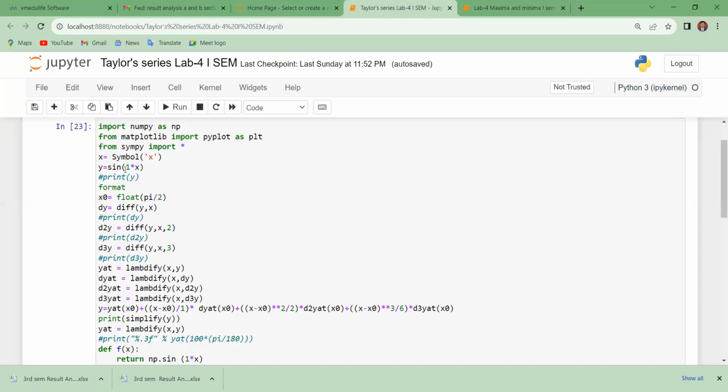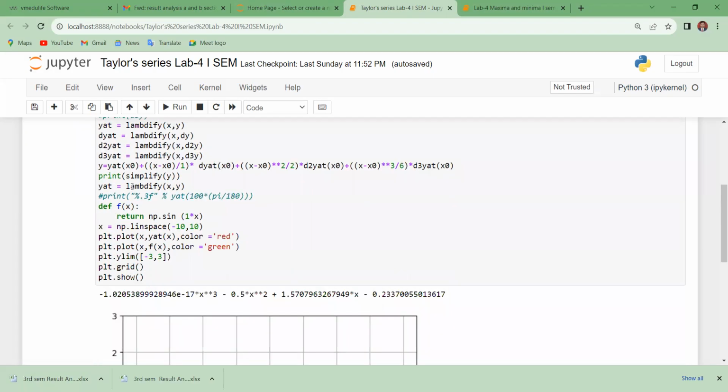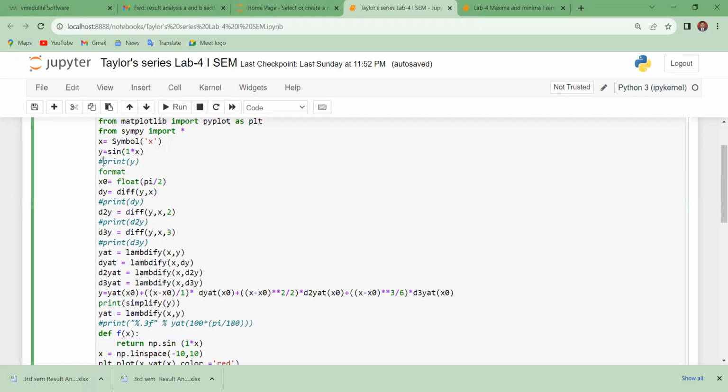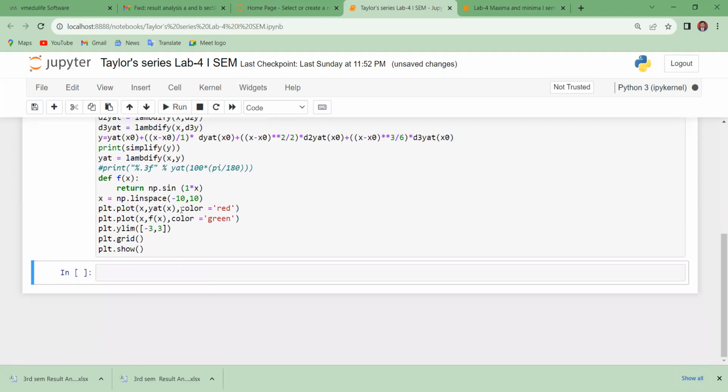And we write the problem statement in program line. y is equal to sine 1 into x. So this is sine, we can simply write sine x, rather than 1 star x. 1 star x also gives the same one. So print y means get the value. Just remove this hash symbol and just run.